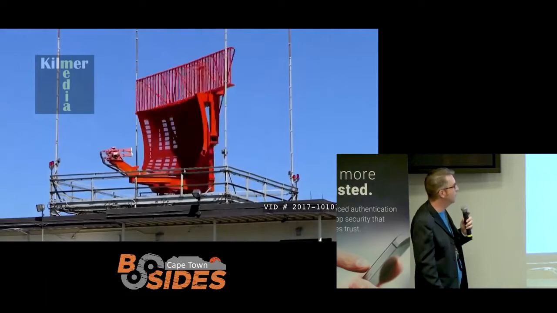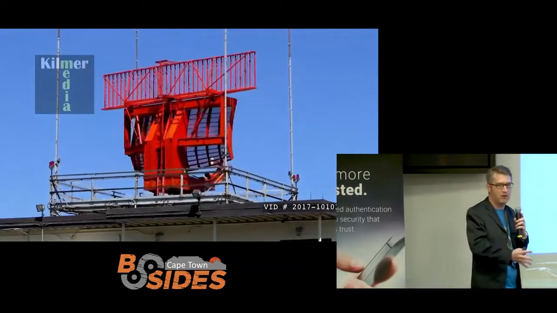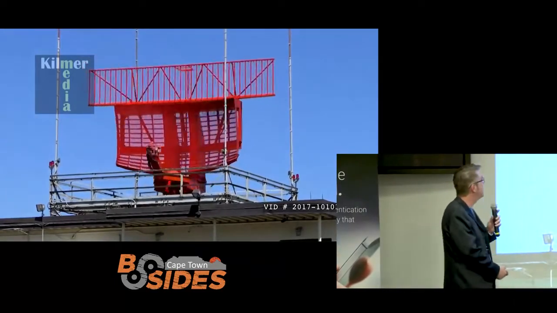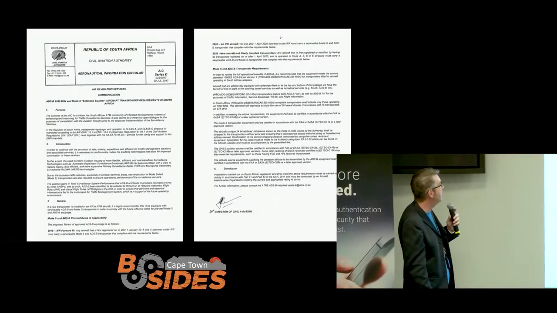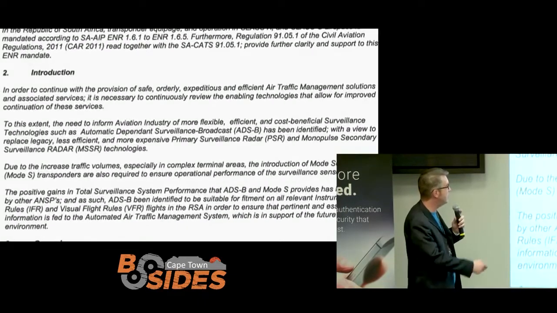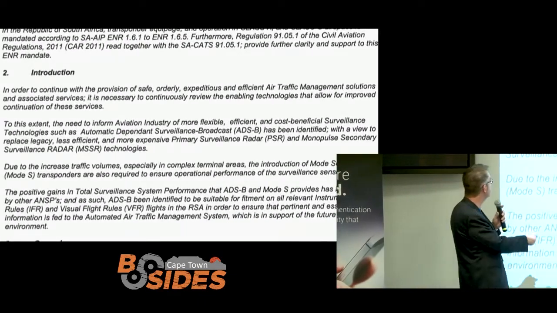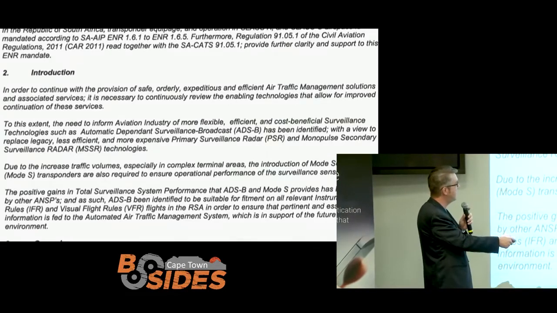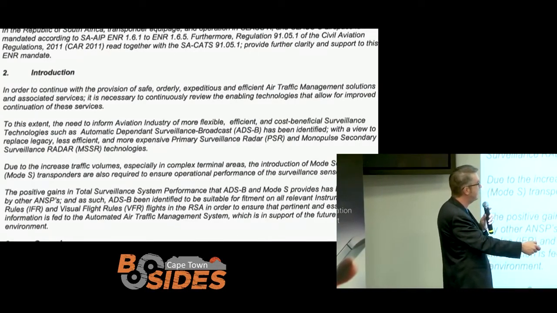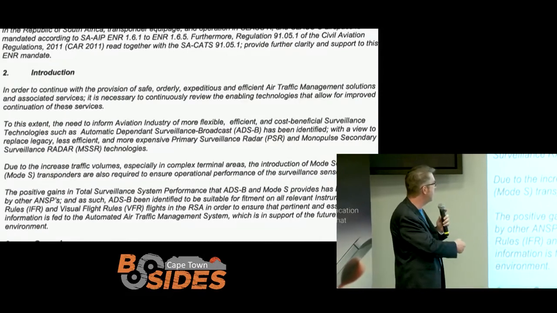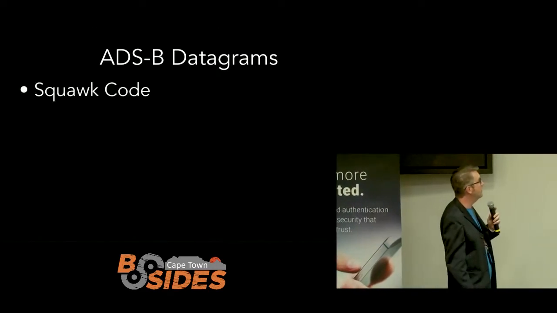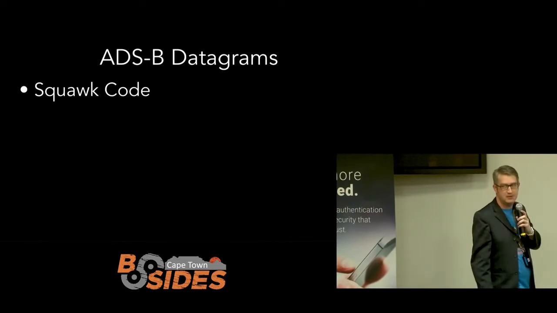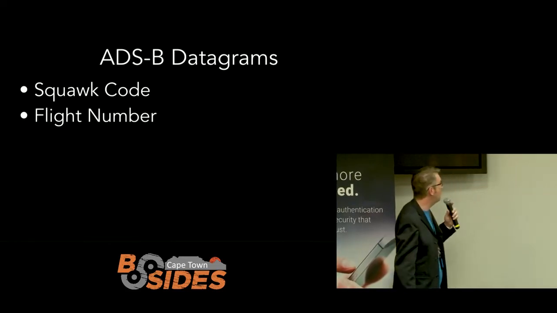And this is normally and traditionally done through what they call primary and secondary surveillance radar, which are these dish things that are normally hidden in big domes at the airports that we normally visit. But in South Africa, our Civil Aviation Authority is very much pushing for the implementation of ADS-B to, as they say, replace legacy, less effective, and more expensive primary surveillance radar and monopole secondary surveillance radar.